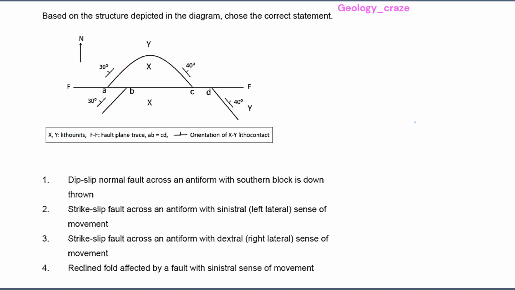Hello everyone. This is one more interesting question related to structural geology, and this question came in the CSIR NET exam in June 2025. I have seen that some of the students had difficulty understanding this, which is why I have taken this question for understanding.